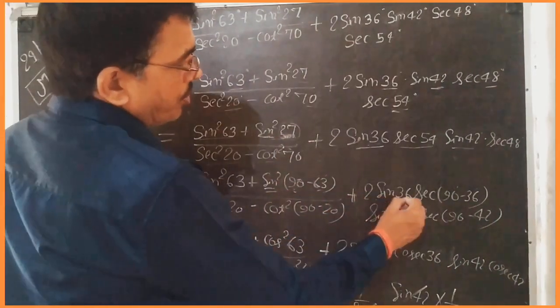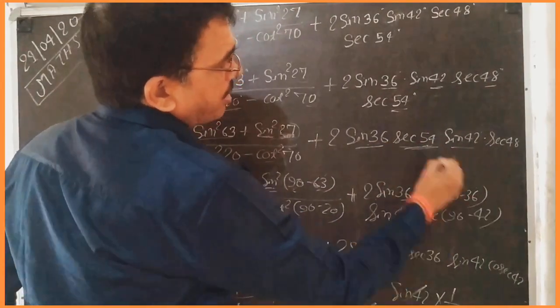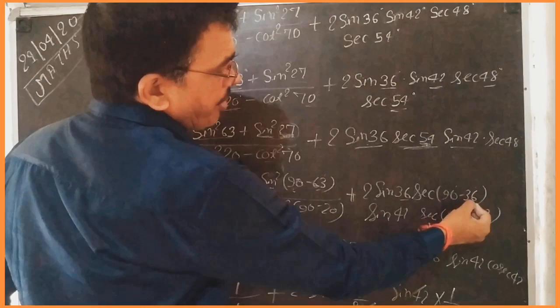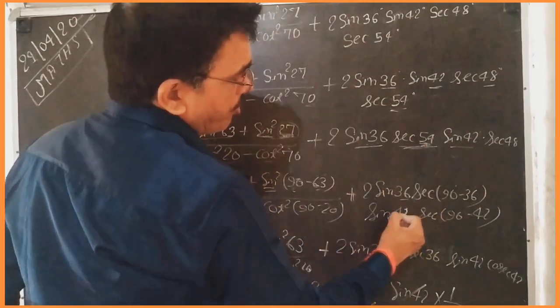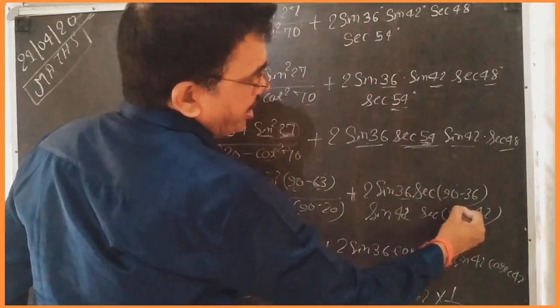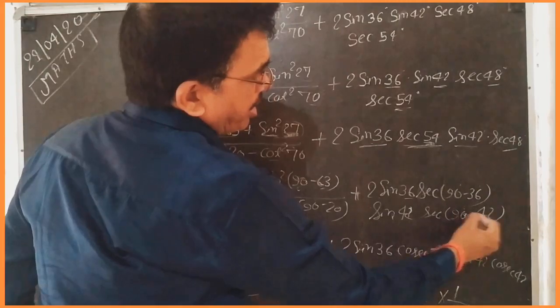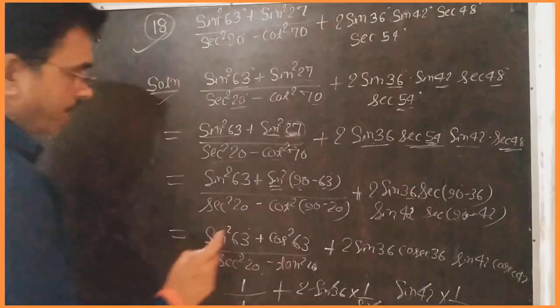Plus 2 sin 36, and this 54 is written as 90 minus 36. Then you get 54. 90 minus 36, you get 54. Plus, into sin 42 into sec 48. But we write here 90 degree minus 42. 90 minus 42, you get 48. But these are the complements. What is the benefit of this?